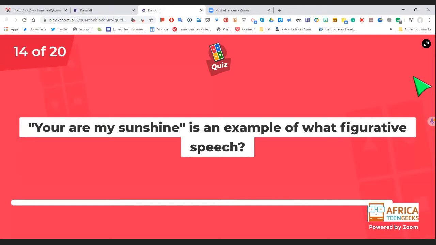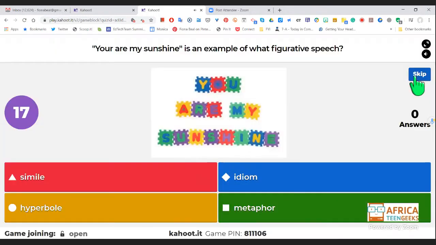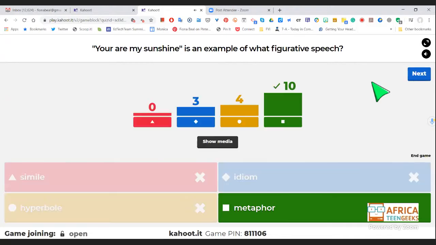Let's just say "You Are My Sunshine" is an example of... it's a metaphor, yes. It's saying that one thing is another. It can't be an idiom. I suppose, no, it's not a well-known idiom like that. It is a song, but it can't be hyperbole because it's not exaggeration. It can't be simile because there's no "as". Yeah, metaphor is the answer.